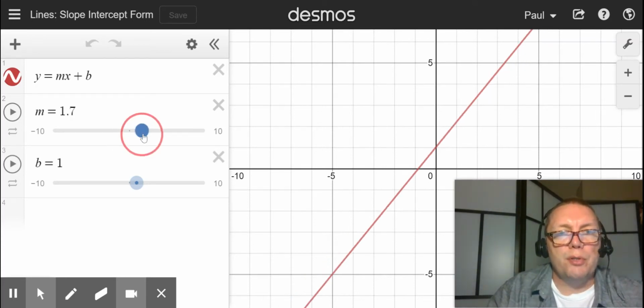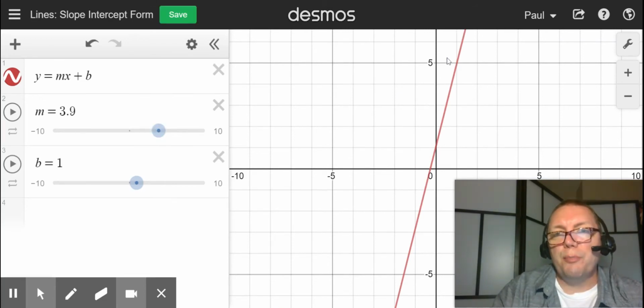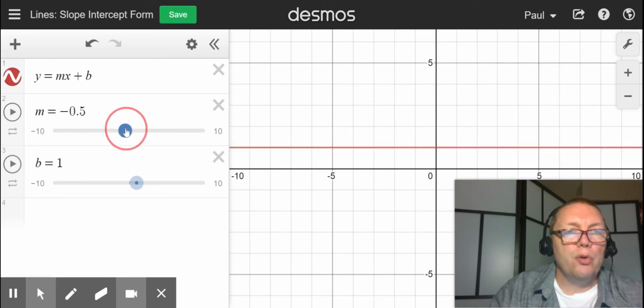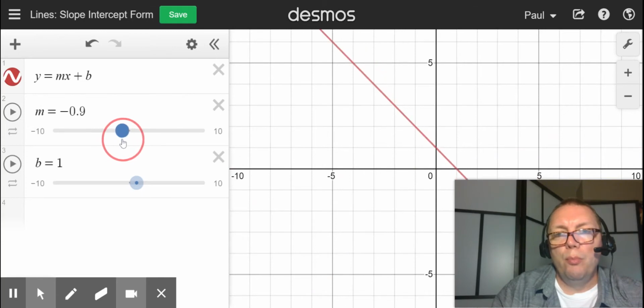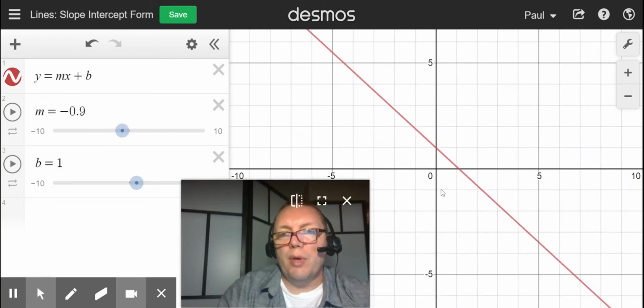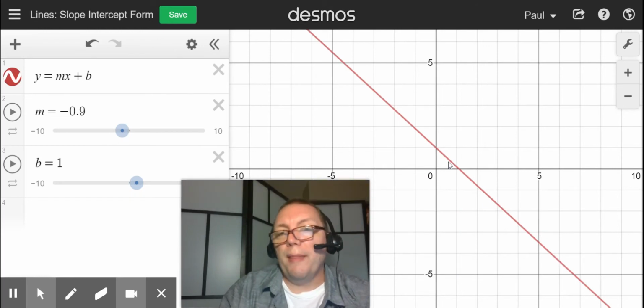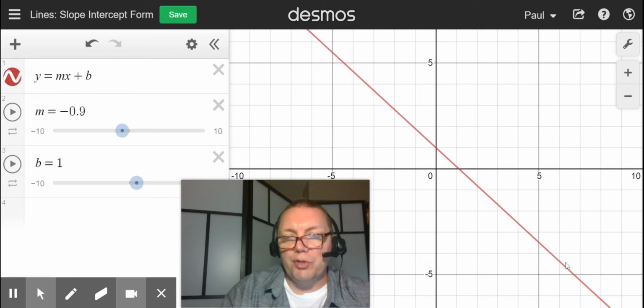If we make the slope steeper, if we make the slope a larger number, our graph is steeper. That means we have a greater velocity. If we make our slope go in the other direction, then we have a negative slope, and that just means that the object has a constant velocity but is going in the negative direction.